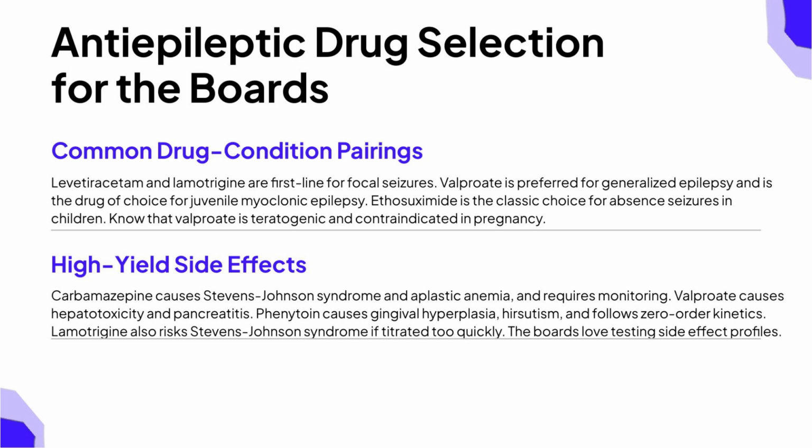For side effects, carbamazepine causes Stevens-Johnson syndrome and requires monitoring of blood counts. Valproate causes hepatotoxicity and pancreatitis. Phenytoin causes gingival hyperplasia and follows zero-order kinetics, meaning small dose changes cause big changes in drug levels. Lamotrigine can also cause Stevens-Johnson syndrome if the dose is increased too quickly. The boards love testing these side effect profiles, so make sure you know them cold.